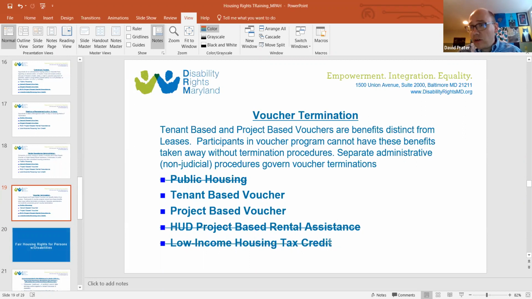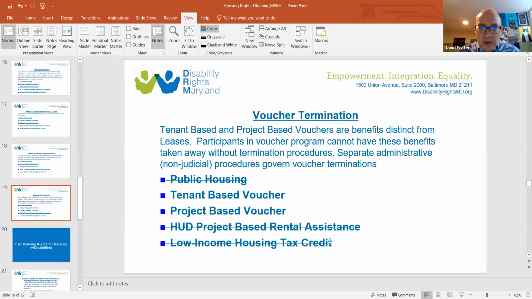So I've talked about eviction from housing, but I need to distinguish between eviction from housing and terminations of housing assistance with vouchers. Those benefits are distinct from residential leases. So participants in voucher programs cannot have voucher benefits taken away without termination procedures. And this is a separate administrative, non-judicial procedure for the termination of a voucher.